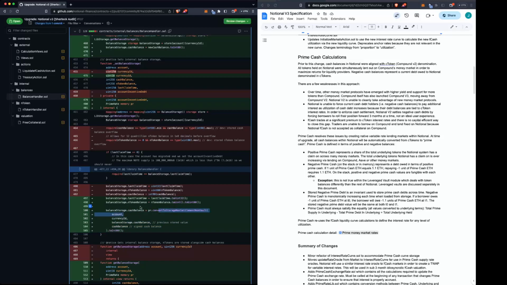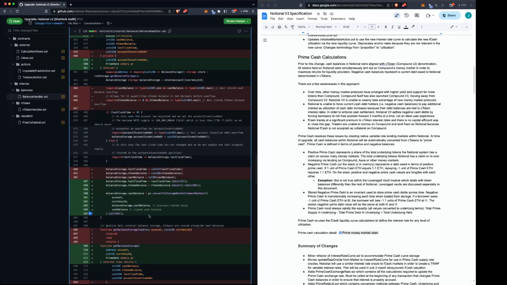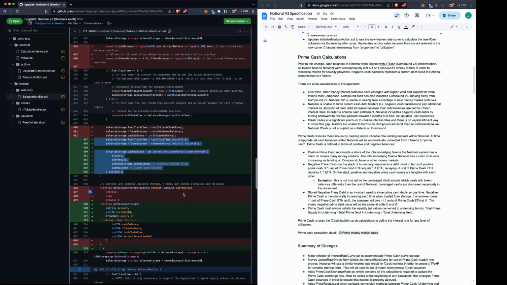In this method in the balance handler, this is the core piece of integration of Prime Cache, converting Notional V2 to Notional V3 to use Prime Cache. In Notional V2, accounts already have an existing cash balance. When we go from V2 to V3, what we're going to ensure in that migration process is that one Notional V2 cash balance unit is equivalent to one Notional V3 cash balance unit, and that their conversion to underlying is equivalent at the point of migration.